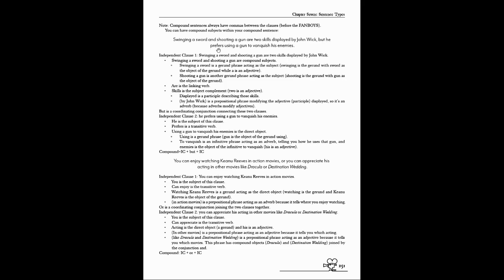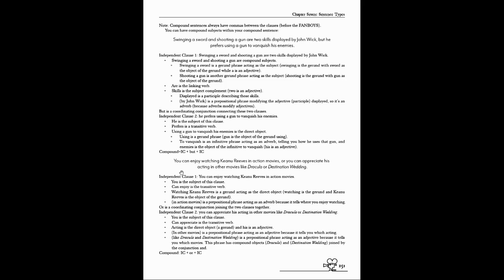And then he prefers what? Using a gun. And then why is he using that gun, or how is he using that gun? So using a gun, my gerund phrase, is my direct object. And then to vanquish his enemies, we've got an infinitive happening here. Object of the infinitive is enemies. And that whole thing is telling me how he uses the gun. So it's an adverb. So that whole thing's kind of broken down here.